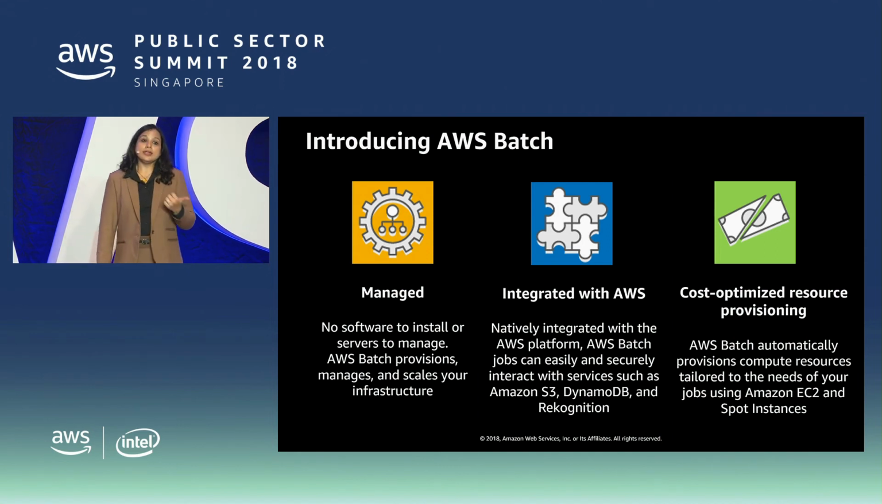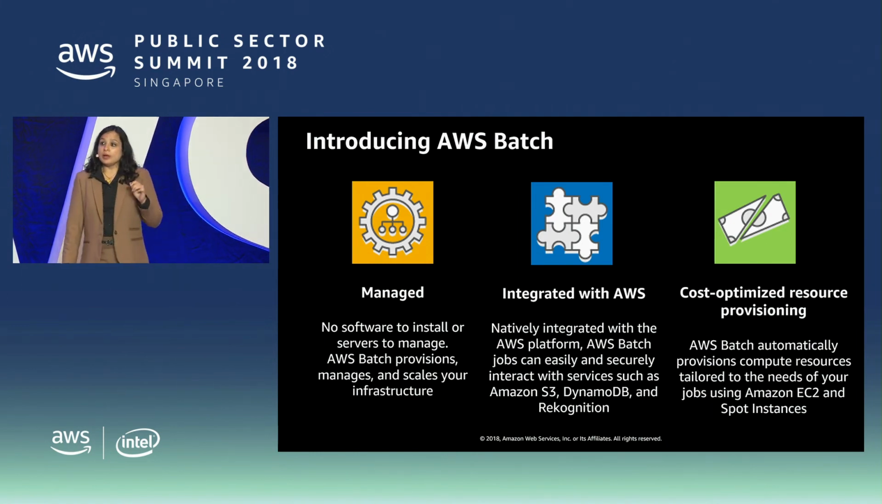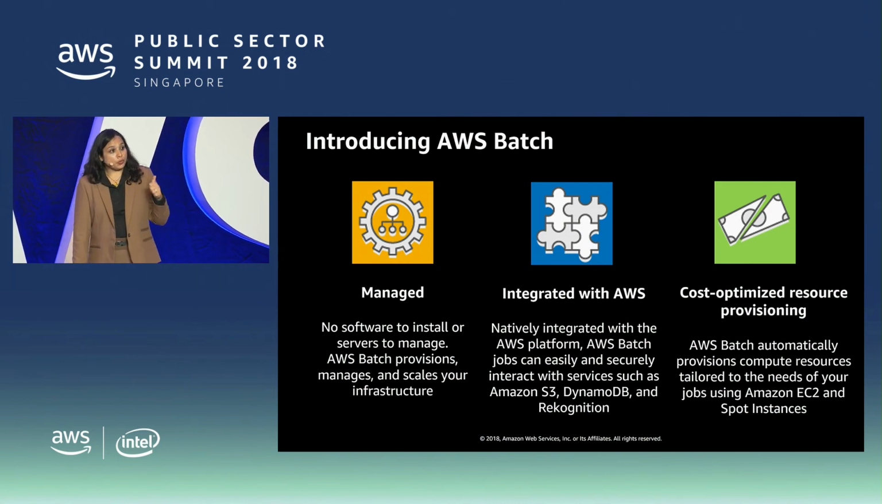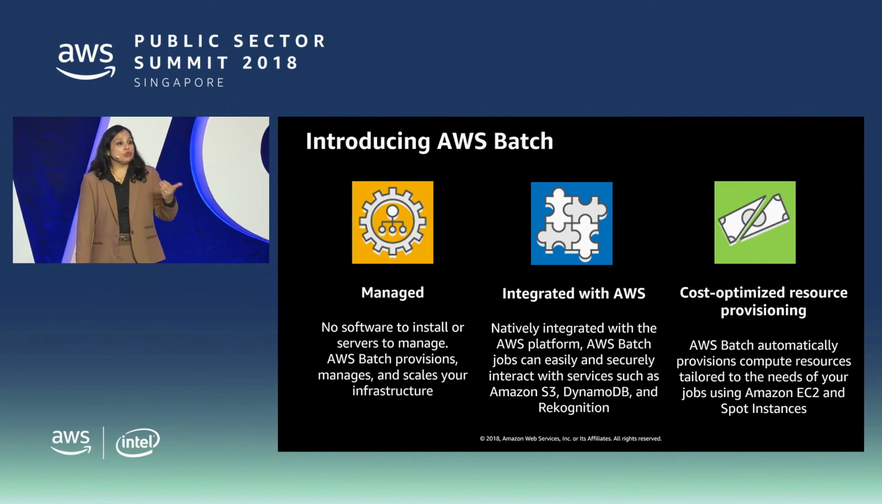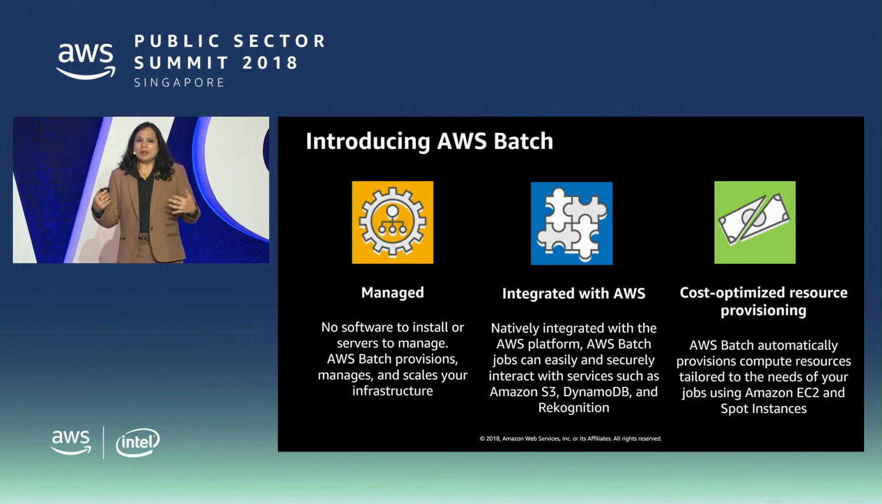At the same time, it is integrated with AWS core services natively. So you can easily and securely interact with services like S3, DynamoDB, and many more which you can think of. Plus, it is cost-optimized resource provisioning. What that means is it will automatically provision the EC2 or Spot instances based on your requirements, whatever the workload says. When I'm saying it verbally, it's not really sinking in. I cannot really picture what I'm saying.